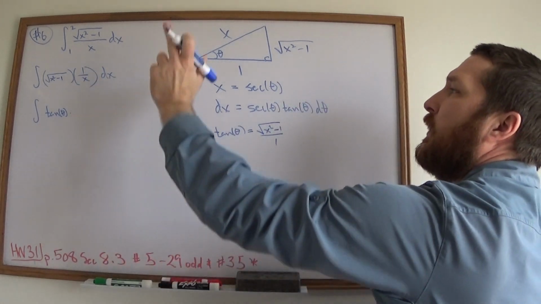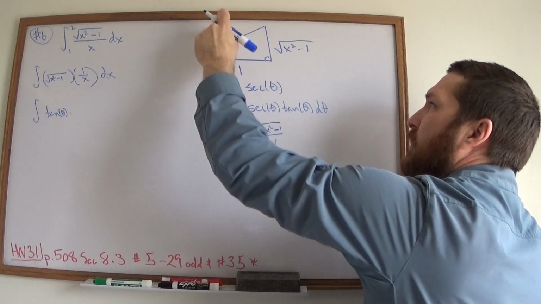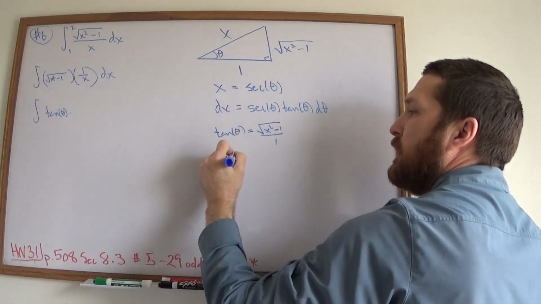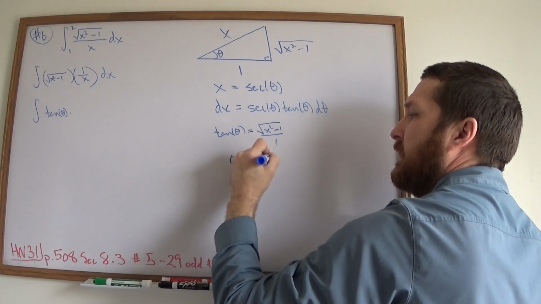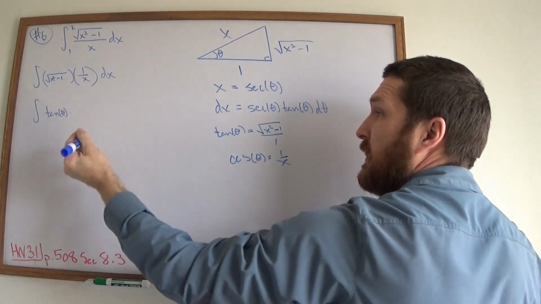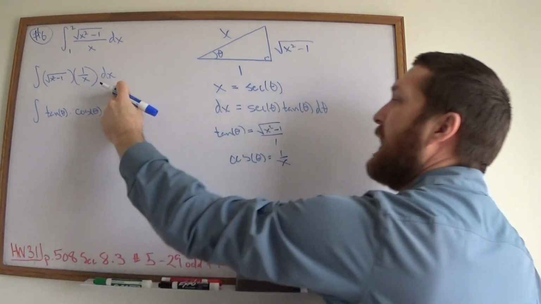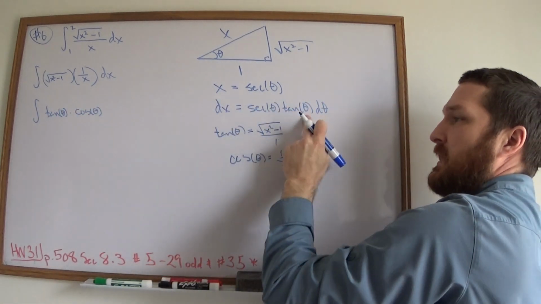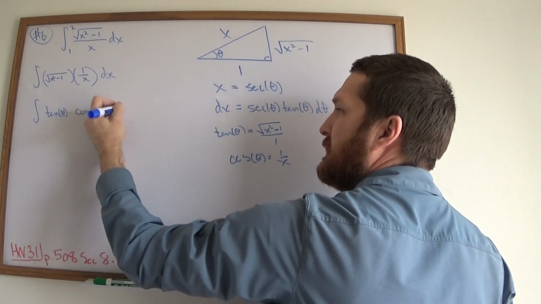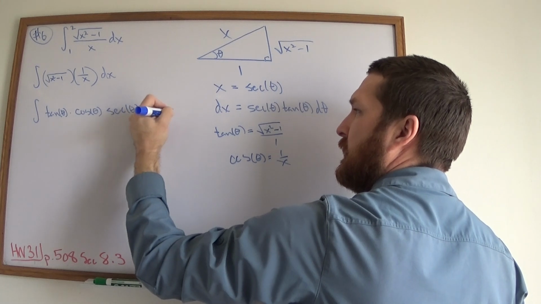Okay, how do I get 1 over x in terms of trig functions? I guess that would be cosine, right? Cosine theta is 1 over x, which is what that part is. So cosine theta. dx, we already found out, is secant tangent d theta.